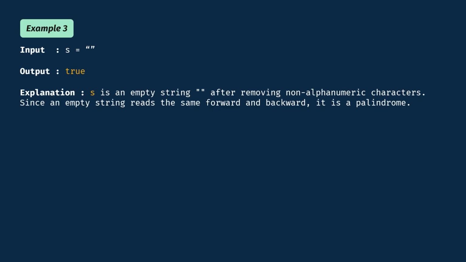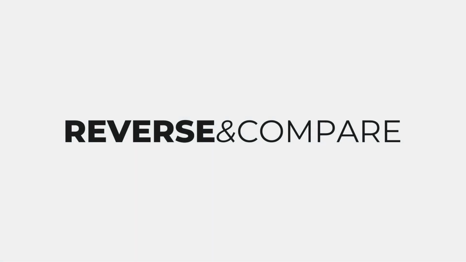which creates a reversed copy of the cleaned string. That is, the string after converting all letters to lowercase and removing non-alphanumeric characters. The second is the two-pointer approach, which avoids creating an extra copy and is therefore more memory efficient. Let's start with the reverse and compare approach.